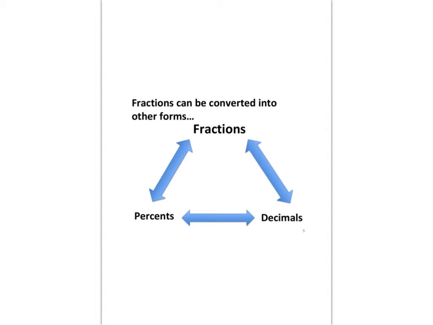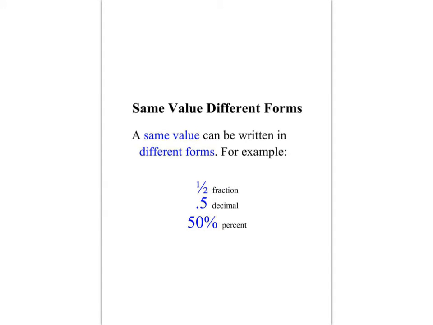Because fractions, decimals, and percents are all parts of wholes, they can be converted from one form into another. We can write the same value in 3 different forms. For example, the fraction 1/2 can also be written as 0.5 or as 50%.